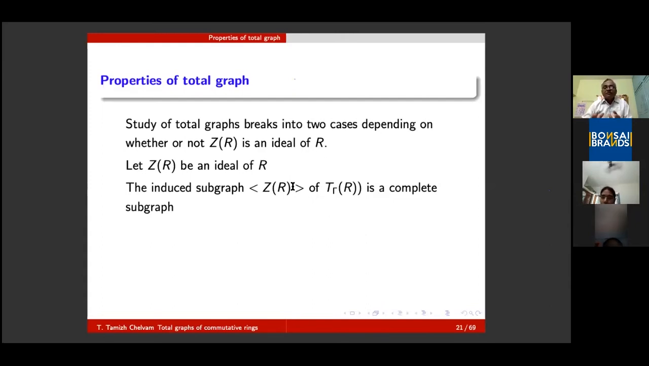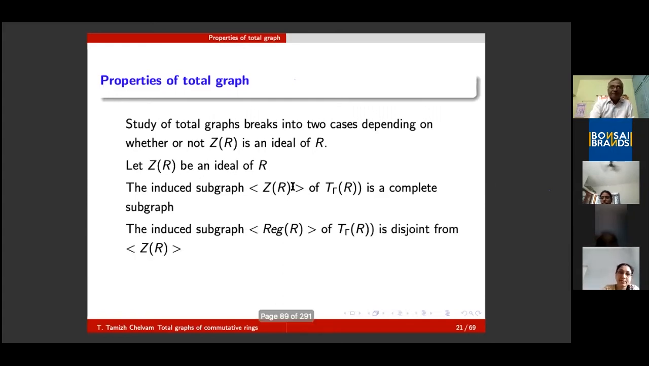So in the case where Z of R is an ideal, the induced subgraph of T gamma of R by Z of R is known. Thereby, one needs to concentrate on the complementary part, the induced subgraph by regular elements. If we know the properties of the induced subgraph of regular elements, automatically you know everything about the total graph.